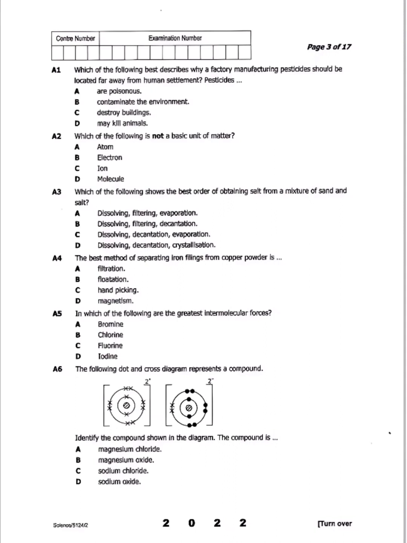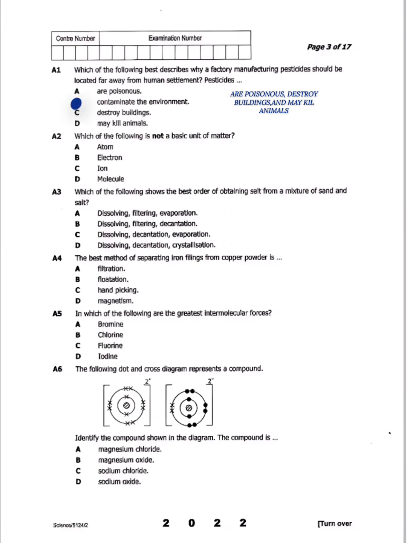So the first one, which is A1, reads: which of the following best describes why a factory manufacturing pesticide should be located far away from human settlement? So A is saying are poisonous, B contaminate the environment, C destroy buildings, D may kill animals. All these fall under contaminating the environment. So the best answer here is B, which is contaminate the environment.